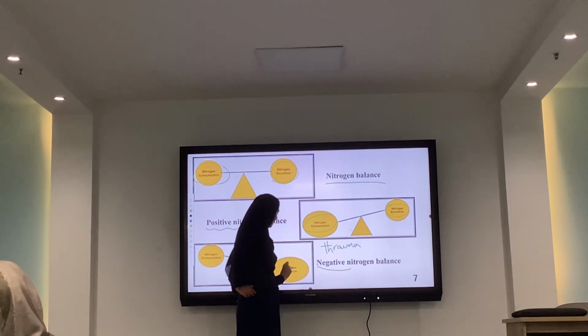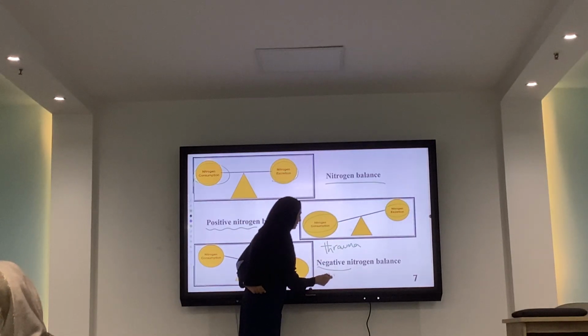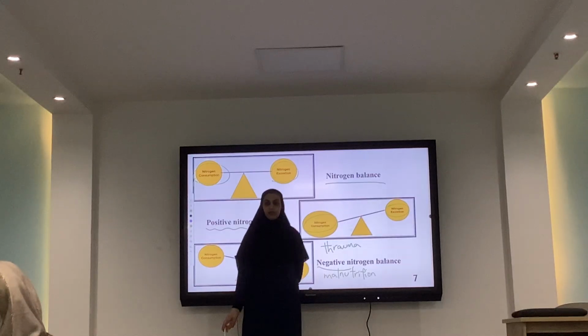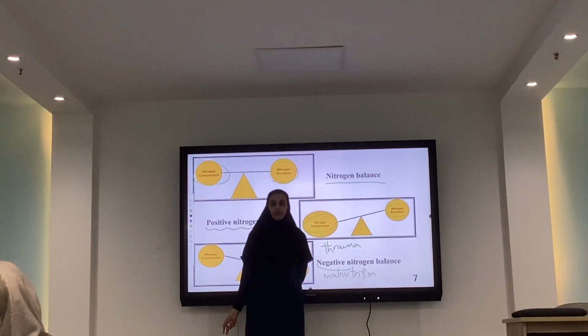Or maybe in some malnutrition. Do you know about malnutrition? Yeah, like kwashiorkor, marasmus. Have you ever heard about that? No, but malnutrition is not good nutrition.